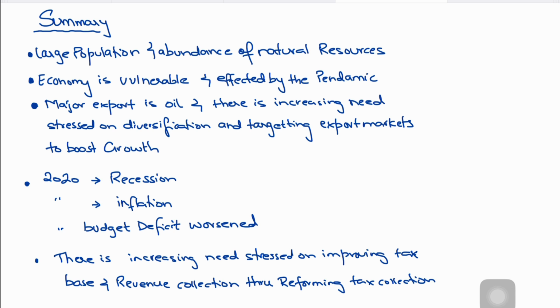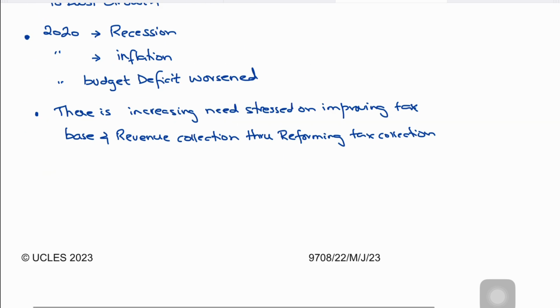Towards the end of the case study, it says that there's an increasing need stressed on improving your tax base and revenue collection, coming up with tax reforms and reforming the entire tax collection process to improve your tax base, because already it says that the country is suffering from a budget deficit because it has lower tax collections and higher government spending, right? And now let's come to the questions.